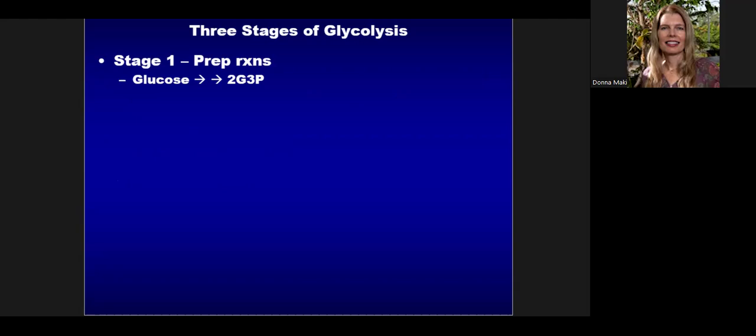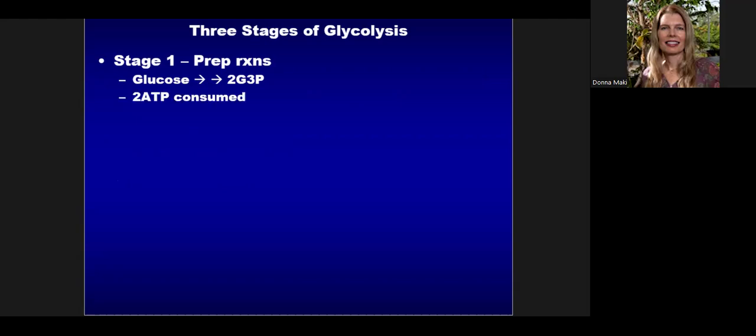We bring in 1 glucose into this pathway. By the end of stage 1, you'll have 2 molecules of glyceraldehyde 3-phosphate. So remember, glucose is 6 carbons, G3P are each 3 carbons. All right, so you get 2 G3P, glyceraldehyde 3-phosphate. I think it'll be spelled out on the figure that I show you.